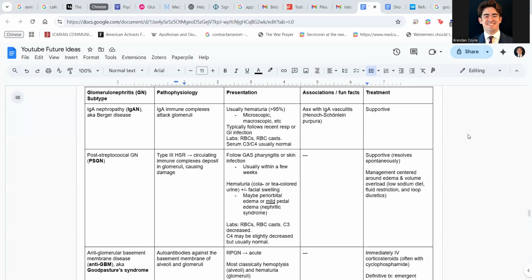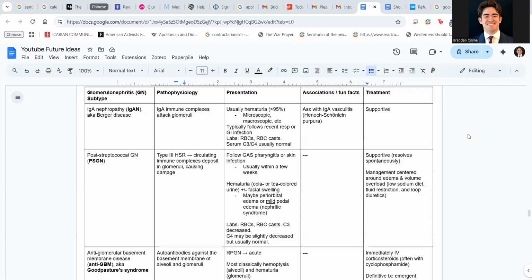Hi everyone. Today we're going to talk about the different subtypes of glomerulonephritis or GN that you're most likely to encounter either on USMLE Step 1 or Step 2. So I do want to just instantly preface this. This is my attempt at the most high yield stuff. So this is not going to be all of the information on GN.